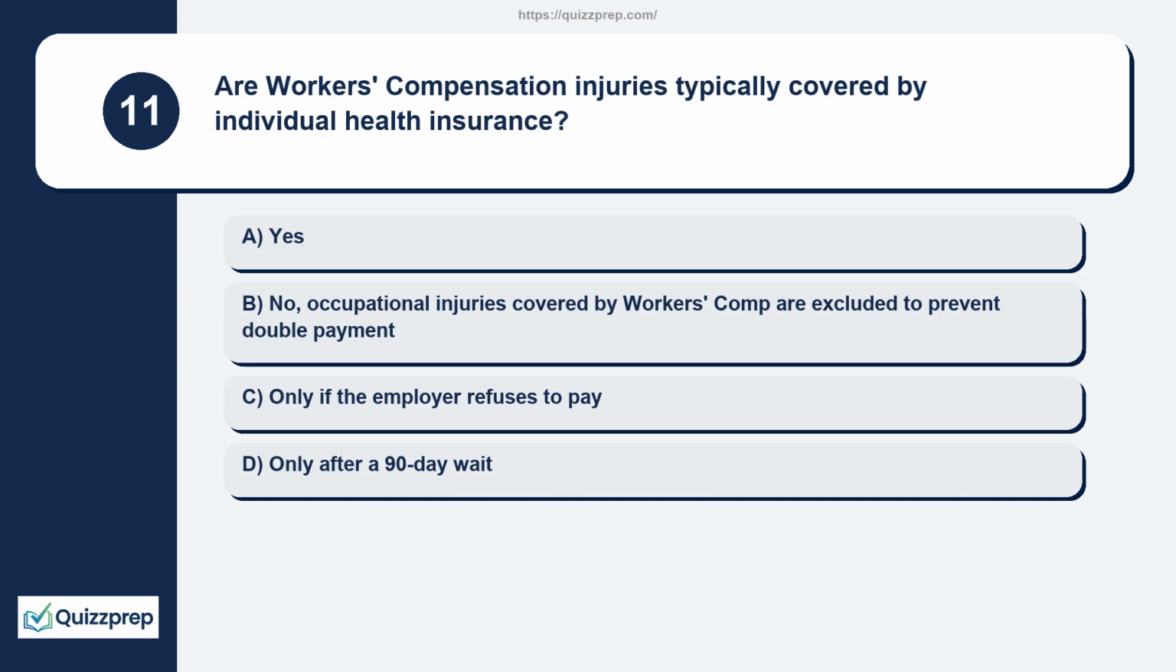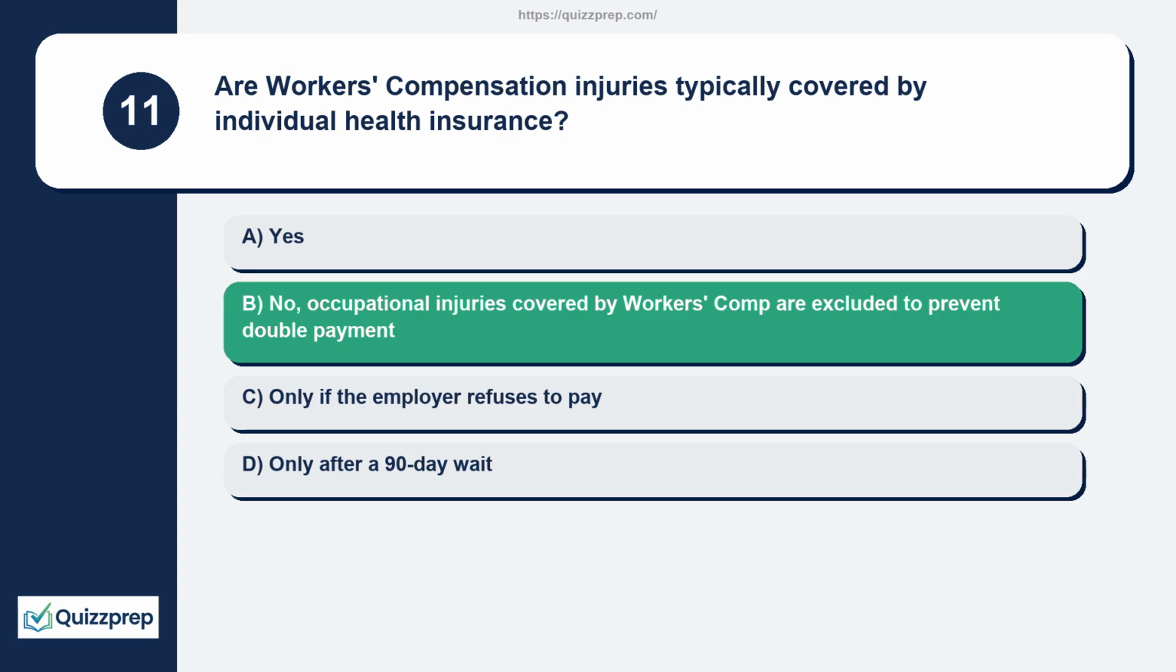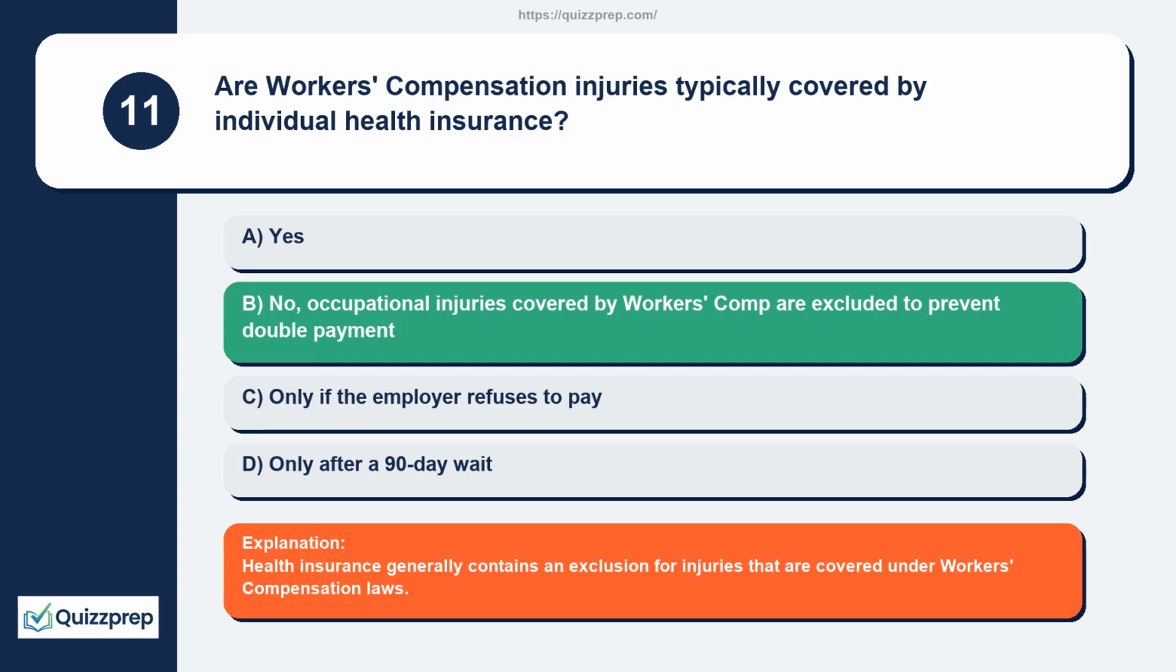Question 11. Are workers' compensation injuries typically covered by individual health insurance? Yes. No, occupational injuries covered by workers' comp are excluded to prevent double payment. Only if the employer refuses to pay. Only after a 90-day wait. Health insurance generally contains an exclusion for injuries that are covered under workers' compensation laws.